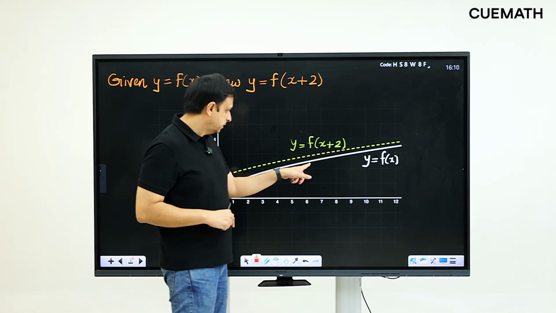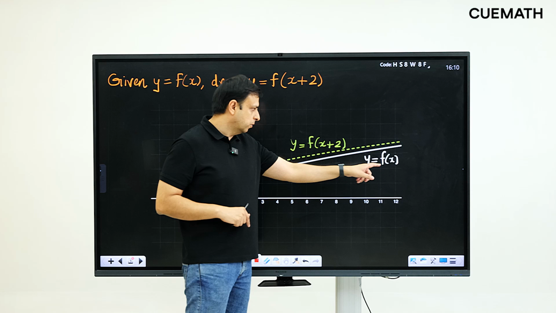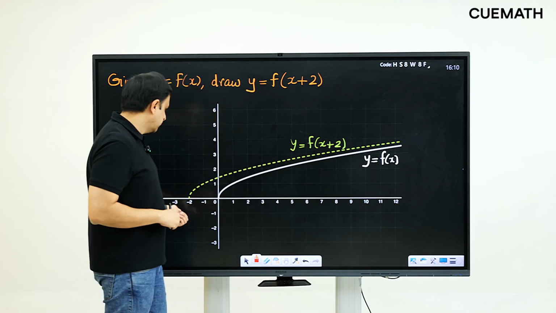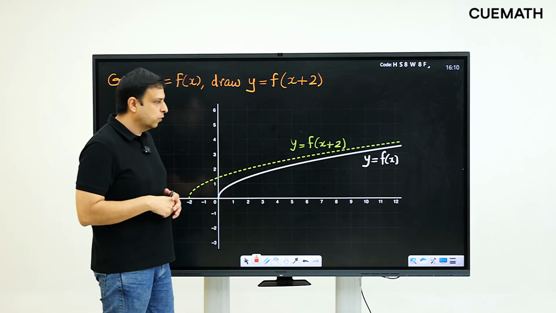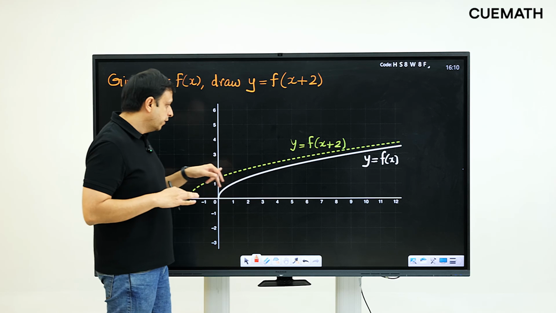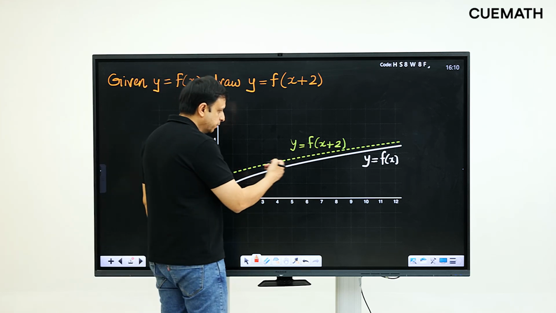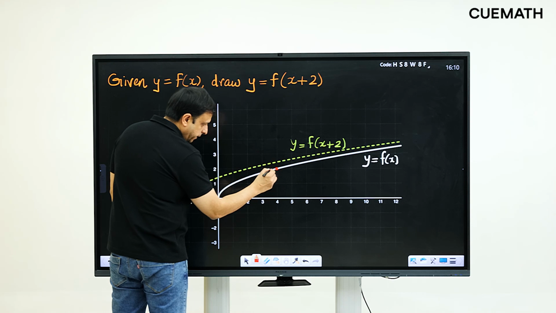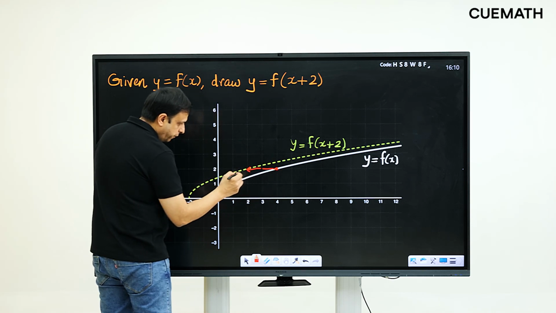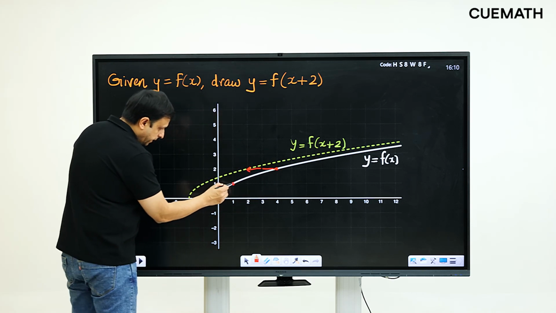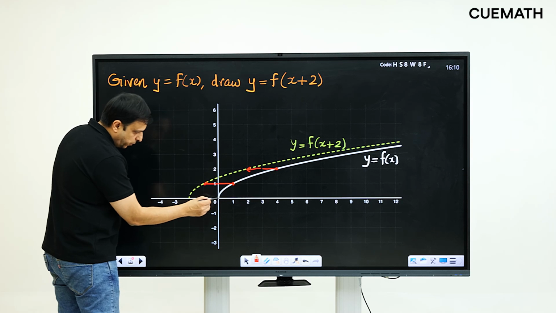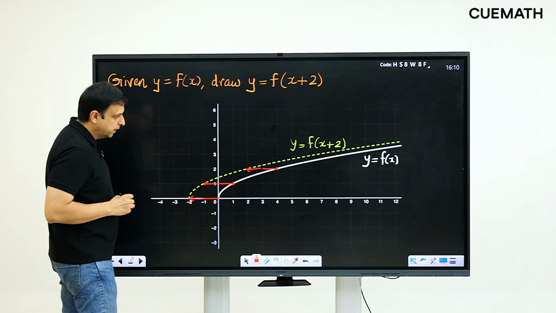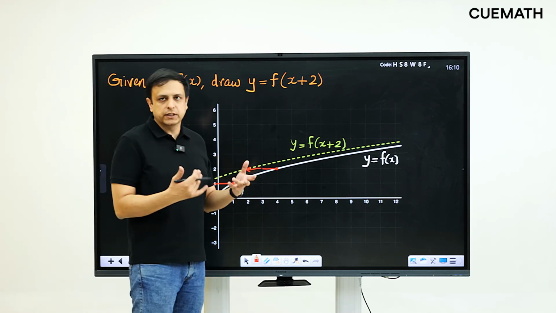So, here is the original graph, the white line y equal to f of x, the white curve, and the dotted green curve is y equal to f of x plus 2. So, every point on the original graph has moved 2 units to the left. So, for example, if you see this point here, this has moved 2 units to the left. If you see this point here, it has moved 2 units to the left. This point here has also moved 2 units to the left, and therefore, that is what has really happened here.